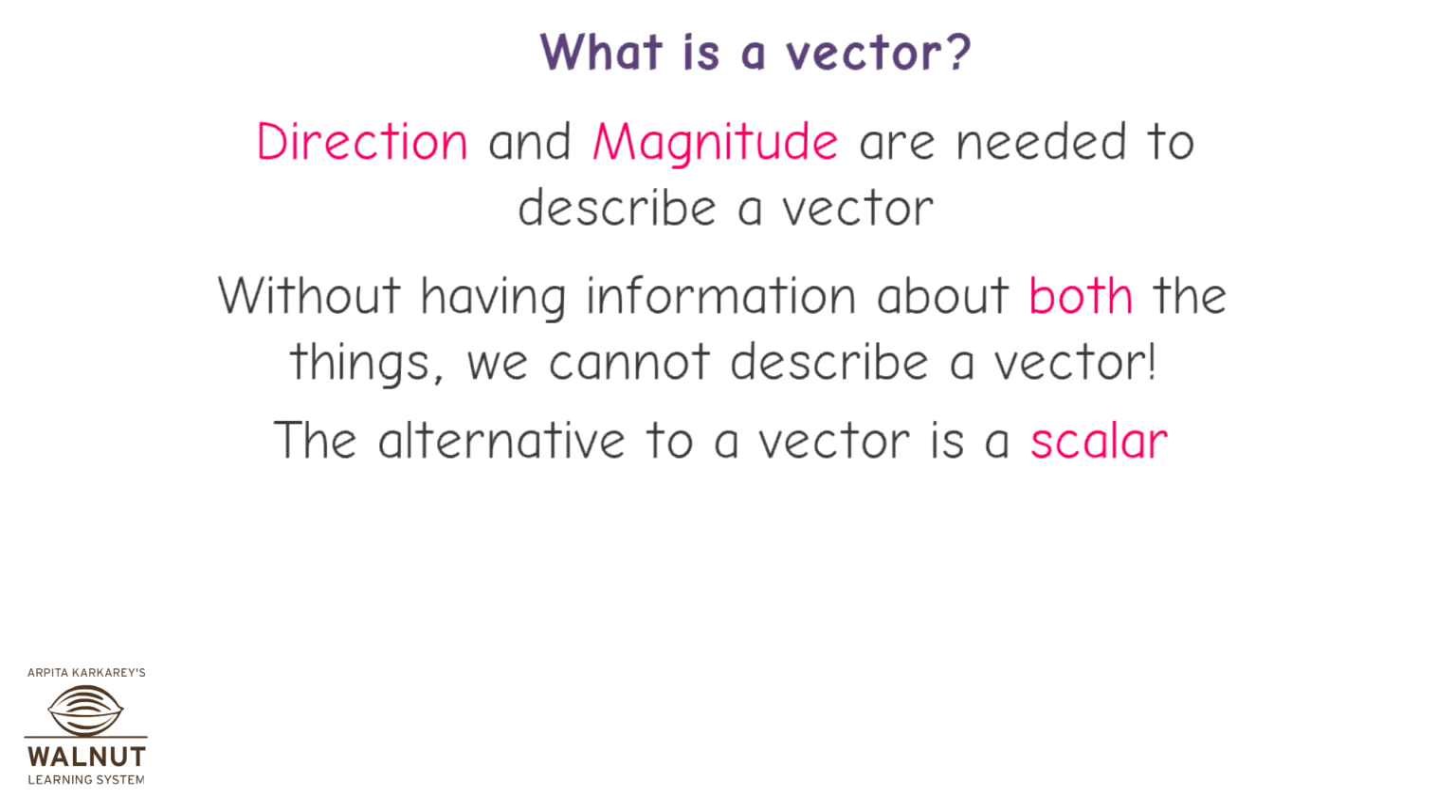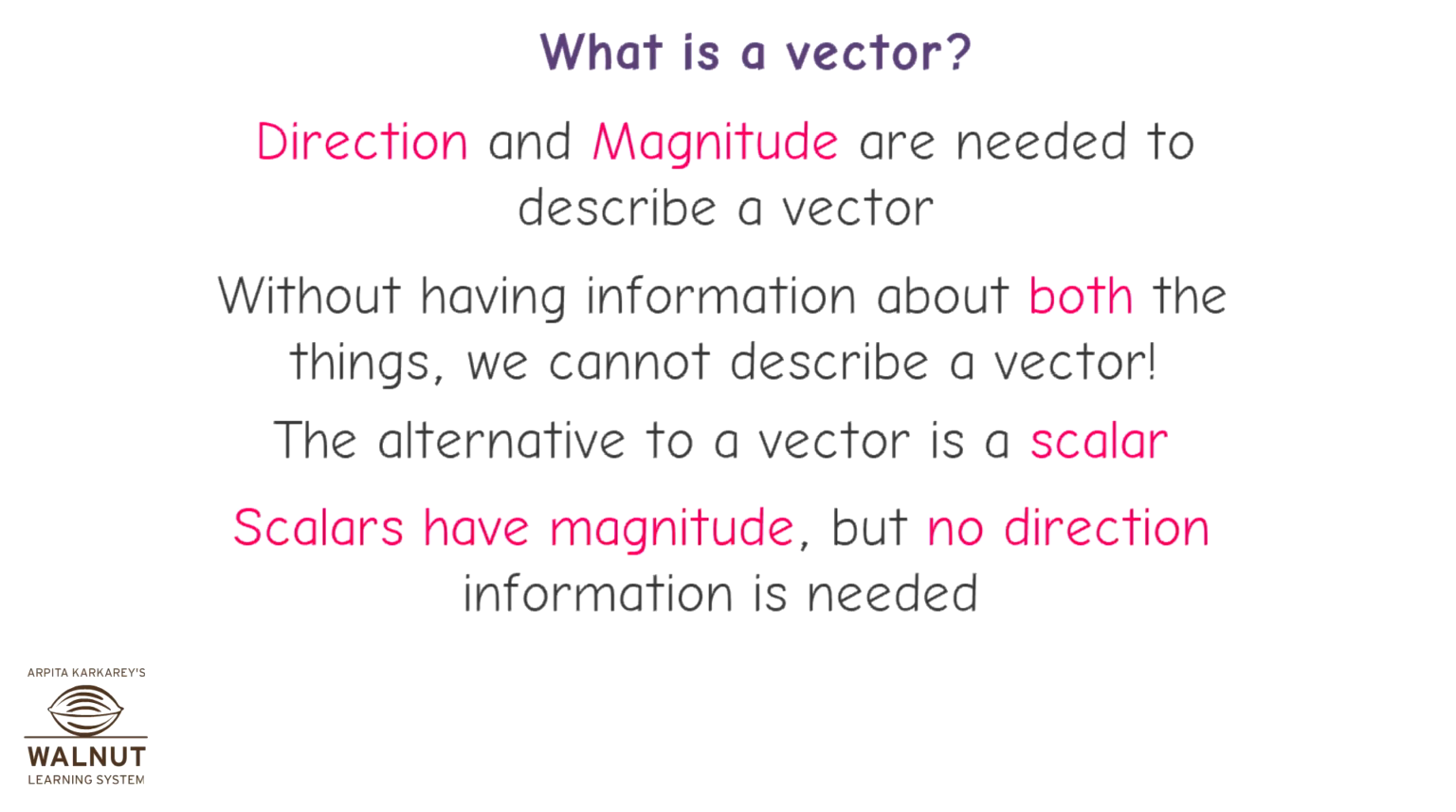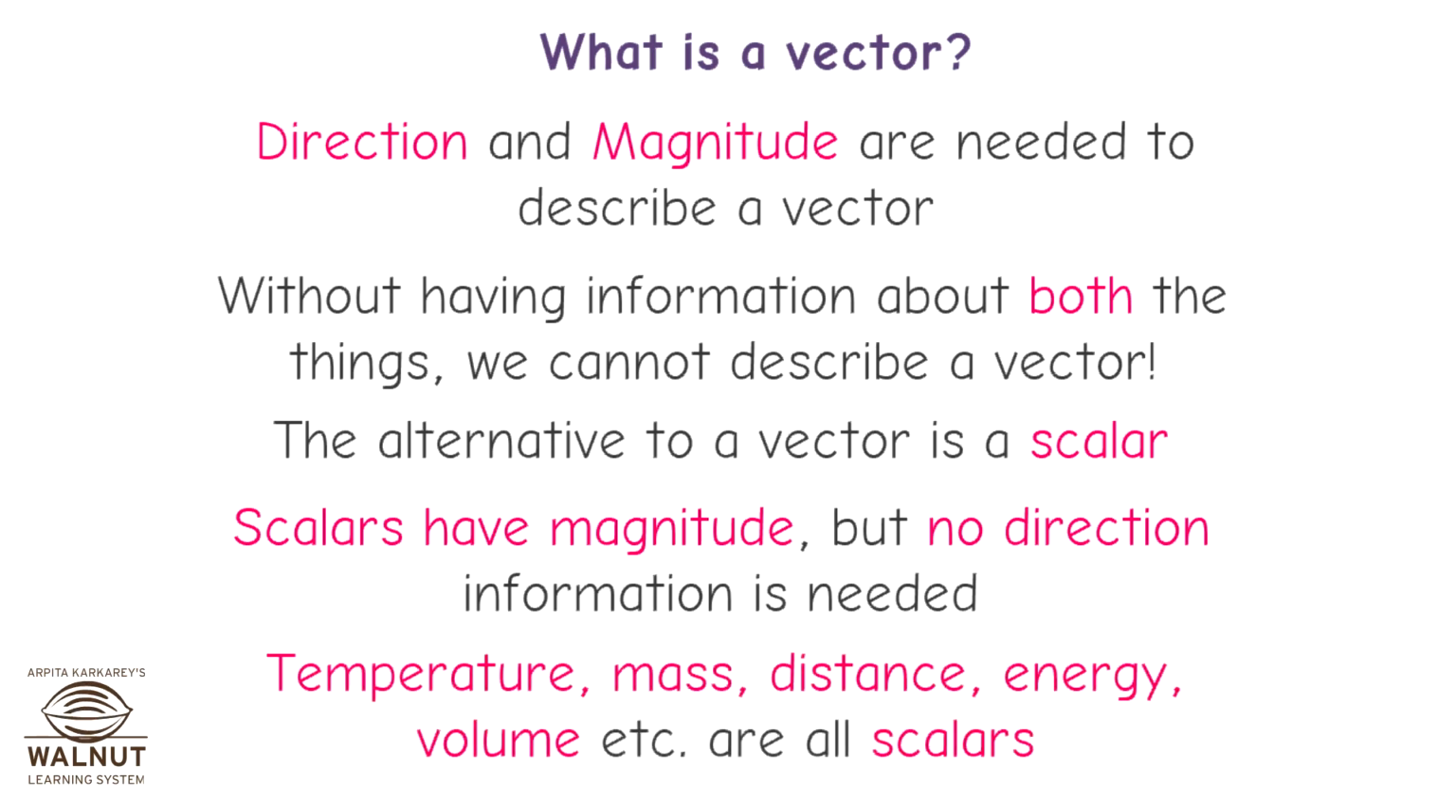The alternative to a vector is a scalar. Scalars have magnitude, but no direction information is needed. Temperature, mass, distance, energy, volume, etc. are all scalars.